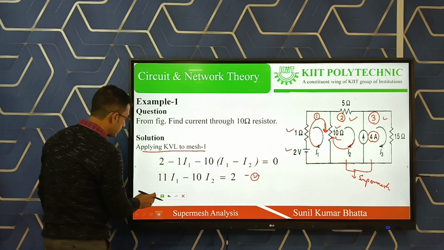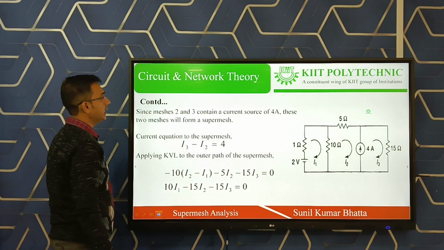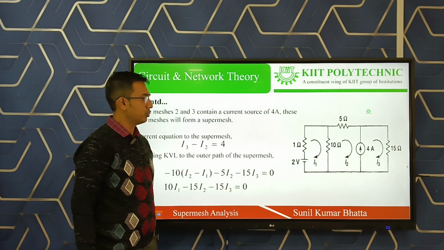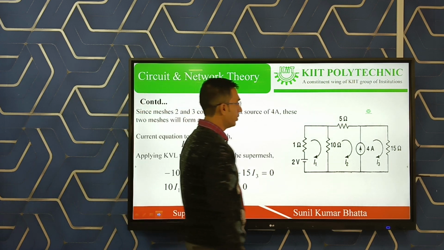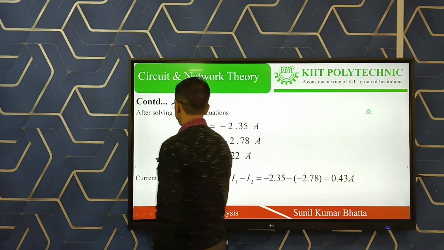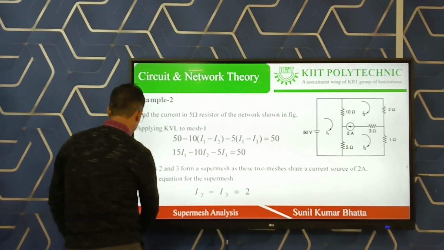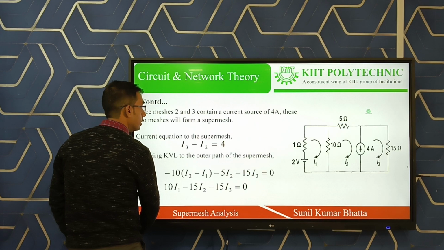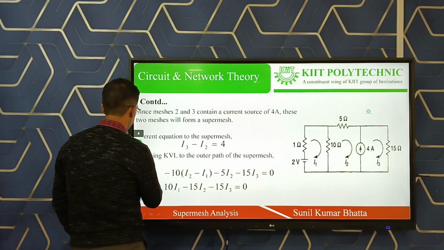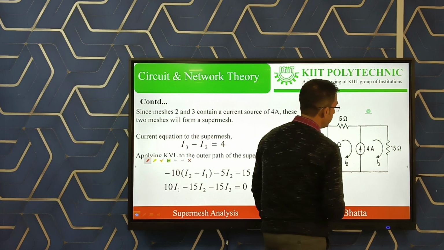So coming to the next slide, what is the second equation? The second equation is for the current source, the common current source. The common current source here is 4 ampere. For this 4 ampere, the common current source, you have to write the equation. So here 4 ampere, you can see.